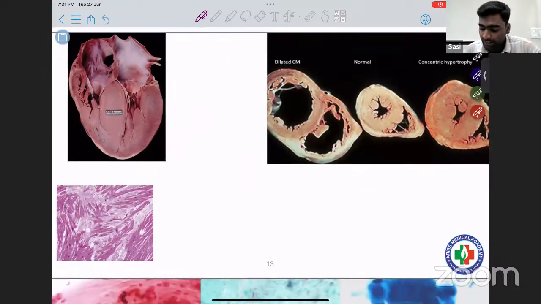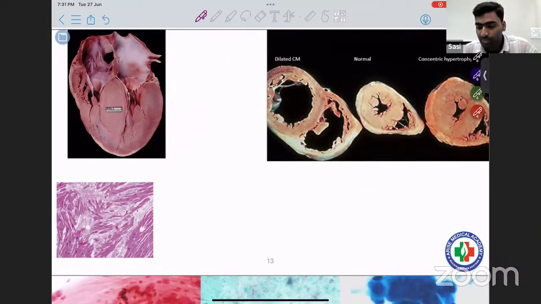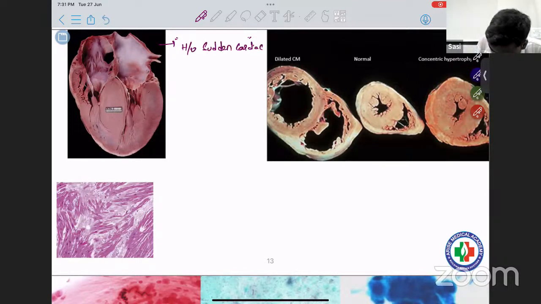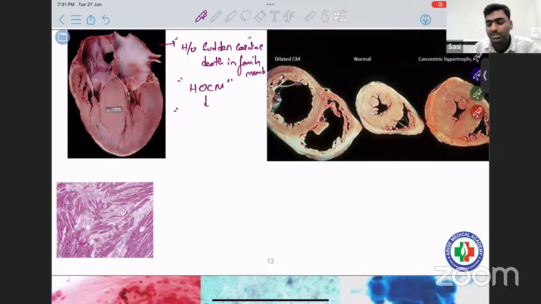Let's move on to some part of this systemic part. If you're able to see, what do you think of this one? Where there is a history of sudden cardiac death in a family member. What will you think of? Yeah, most of you are getting it correct. You will think of HOCM. Remember, in the case of HOCM, it is due to the defect in the beta-myosin heavy chain, and it is present in which chromosome?